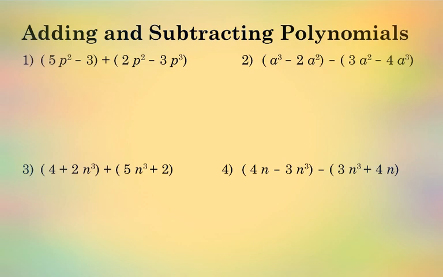So number one says 5p squared minus 3, and we're adding 2p squared minus 3p cubed. If you don't remember, we have to worry about what is a like term. That's how we're going to know what to put together. Right? Like x squared, x squared.